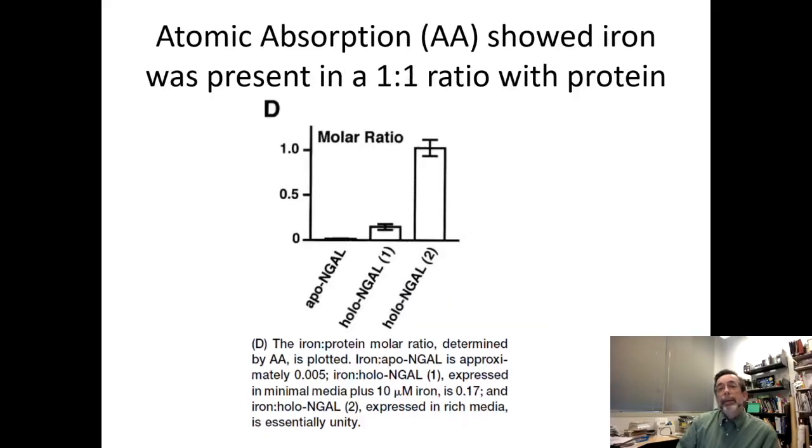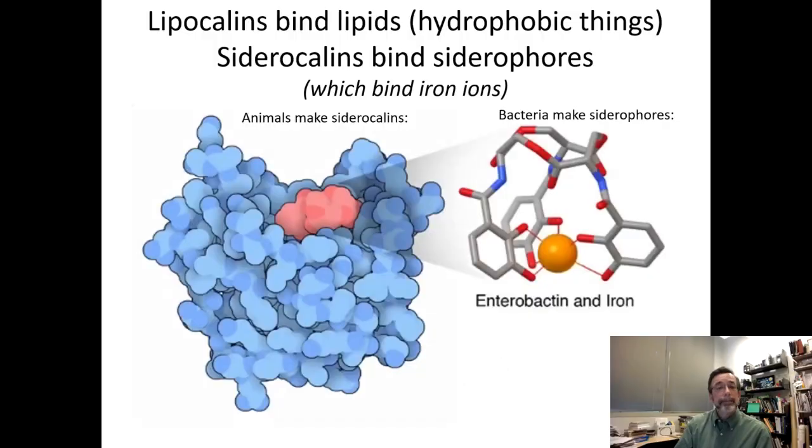They also have other techniques, atomic absorption, which we can also do here. And they showed that iron was present, and not just present, it was present in a 1-to-1 ratio. That means 1 mole of calyx binds 1 mole of iron and 1 mole of siderophore, therefore. And so this is a really nice experiment that really showed that it was the iron.